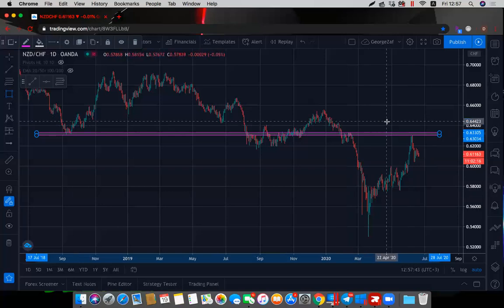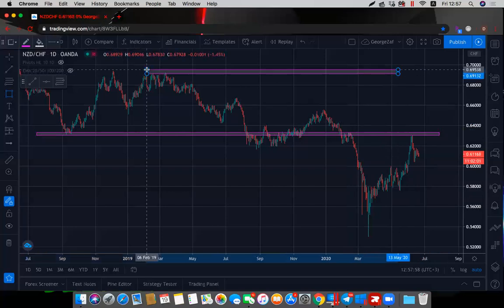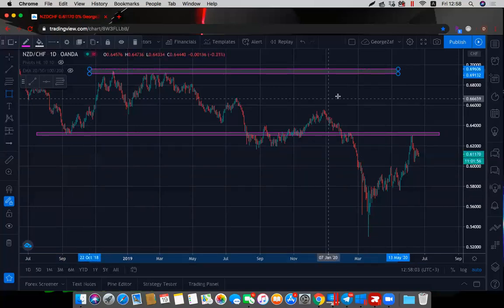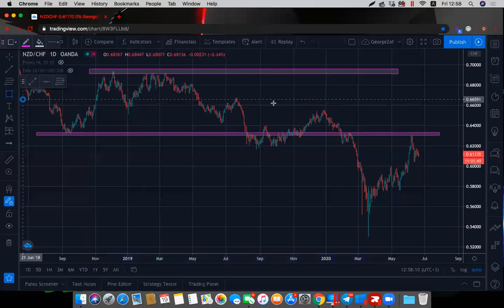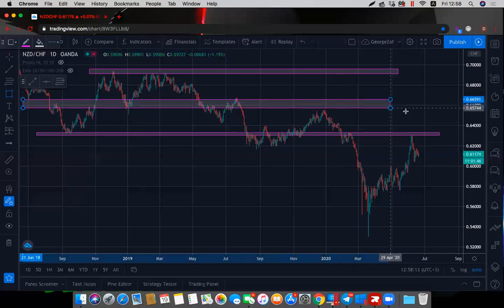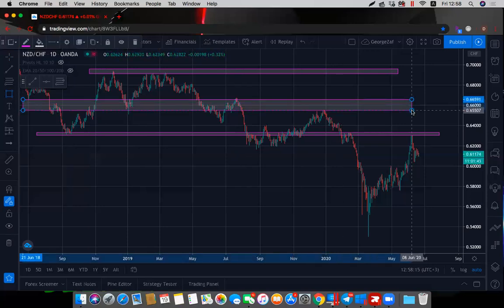Okay, so I see another one here. Okay, a smaller one. And here. Okay, I mainly draw 3 to 4 lines. Okay, another one here, and you see resistance, support, another here, and that's it for now.